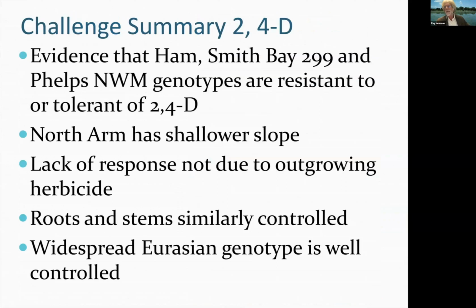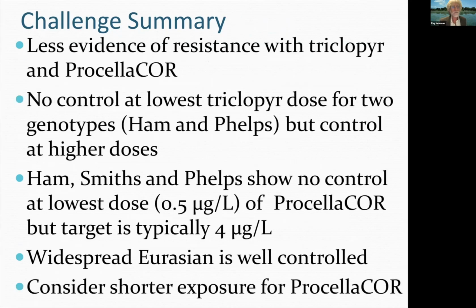So for our challenge tests, overall, we've got evidence that 3 of these genotypes are resistant or tolerant to 2,4-D. North arm has a bit of a shallower slope, so it may show a little bit of resistance. The lack of response to the herbicide isn't due to outgrowing the herbicide, and both the roots and stems in these experiments are similarly controlled. Notice that the widespread Eurasian genotype, and that's probably what was the original target when people were working with these herbicides, is well controlled by 2,4-D.